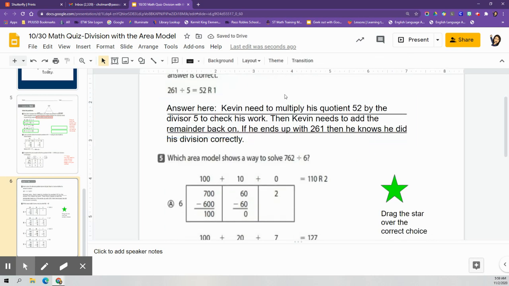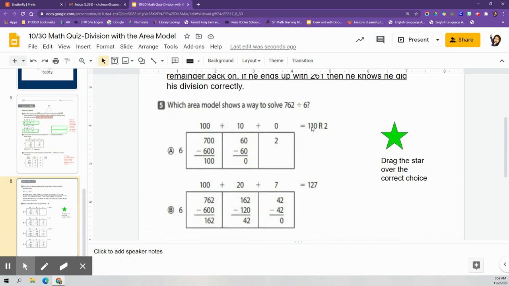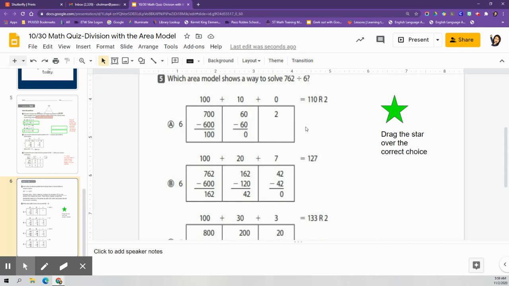The first part is, did you explain, right? And the second part is, did you say he has to multiply 52 times 5 and add 1? That's the correct answer. So this is worth 2 points, okay? And the last one is, which area model shows the way to solve 762 divided by 6? Well, when I look at A, they don't even start with the total dividend of 762. So that one is ridiculous.